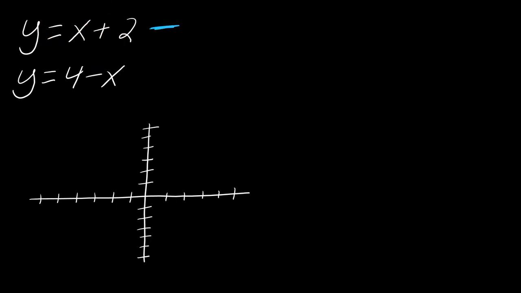So for this first one, I'm going to graph it in blue, and I am assuming that you do know how to graph. If you forgot all of that, I do have a review video on lines, so I highly recommend you check that out. For this one, this is in slope-intercept form. So my y-intercept is 2, and then my slope is 1. So I'm going to go up 1 and over 1.